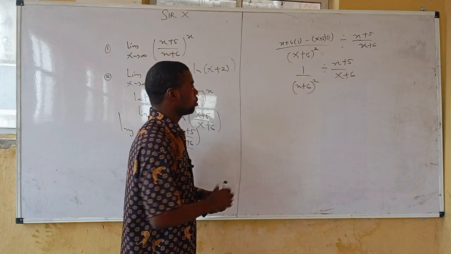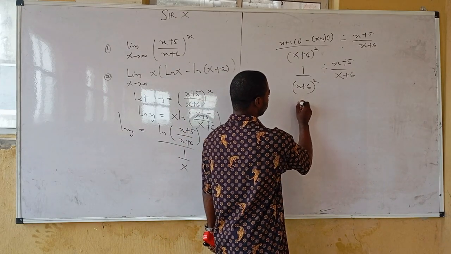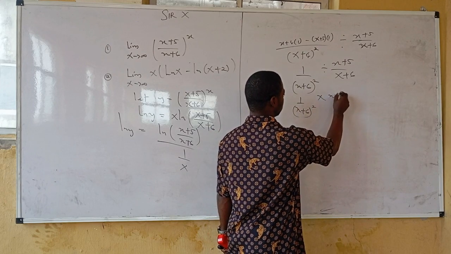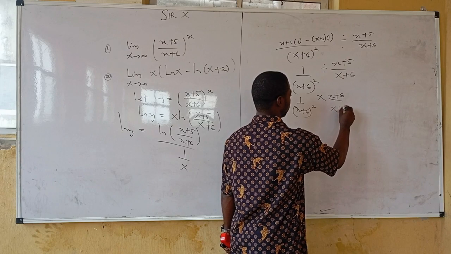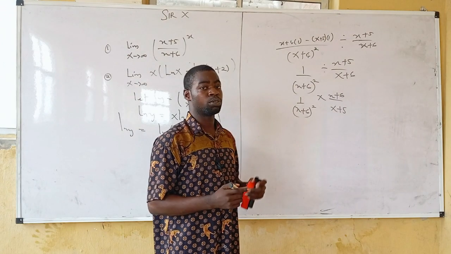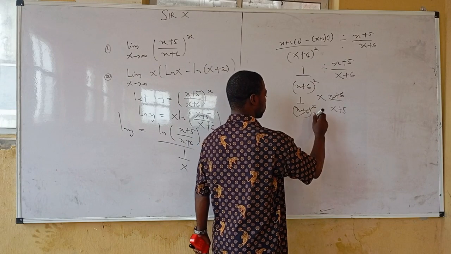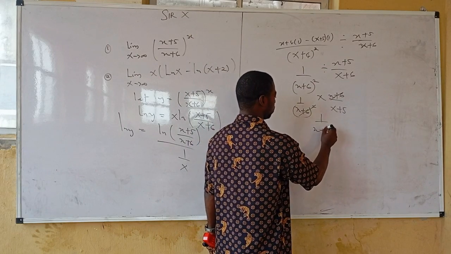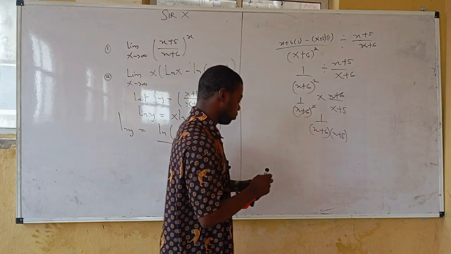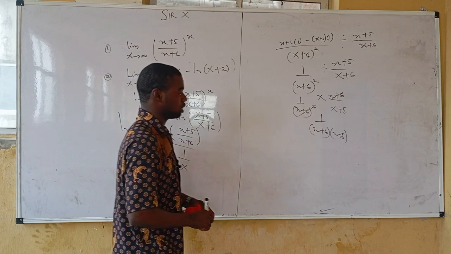Yes, we can take good care of that to get 1/(x+6)² times (x+6)/(x+5), by inverting the division sign to multiplication. So we can quickly do that. This will become 1/((x+6)(x+5)). So this is the derivative of ln((x+5)/(x+6)).